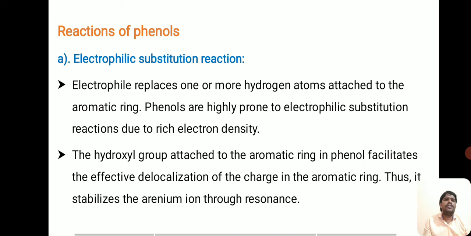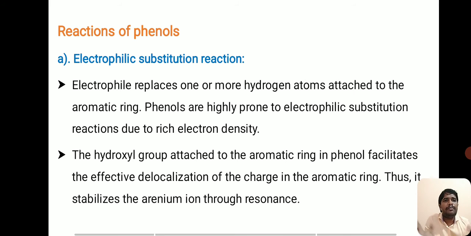Coming to the reactions of phenols, we have many reactions of phenols. In that, the first one is electrophilic substitution reactions. Electrophilic substitution reactions are those reactions in which an electrophile replaces one or more hydrogen atoms attached to the aromatic ring.